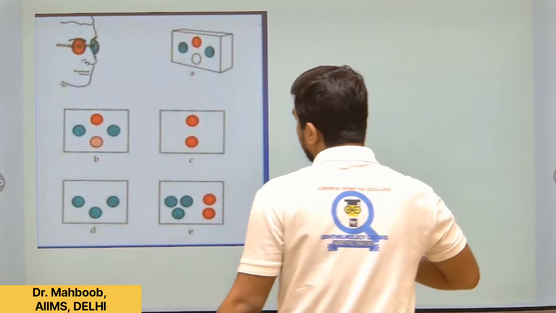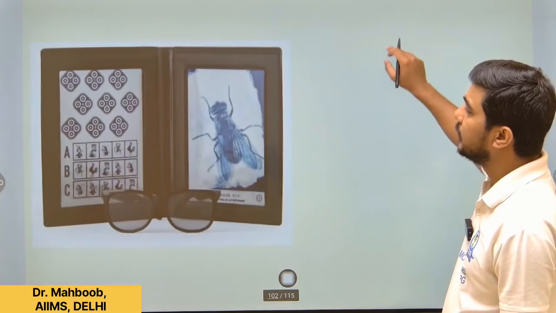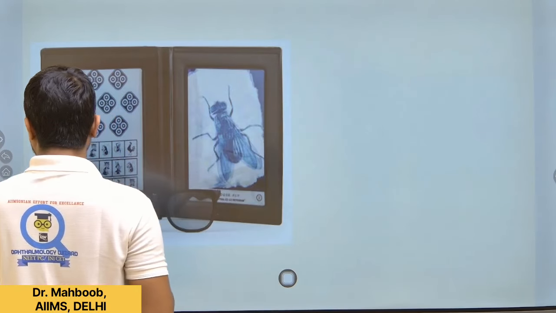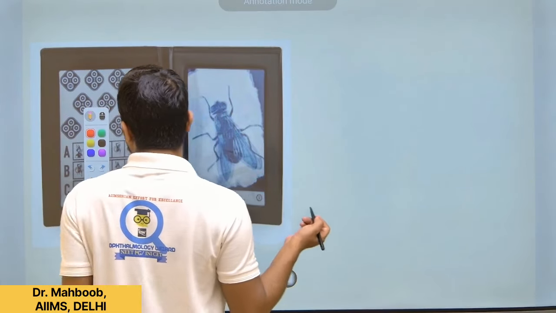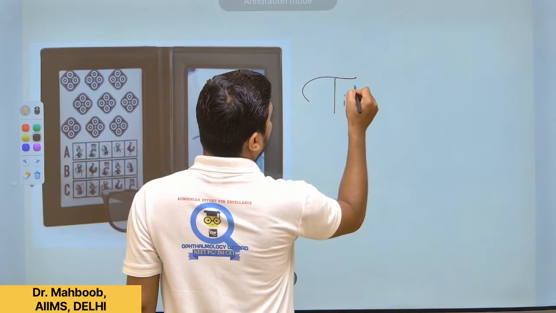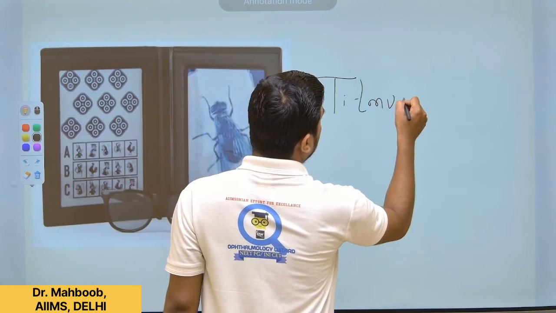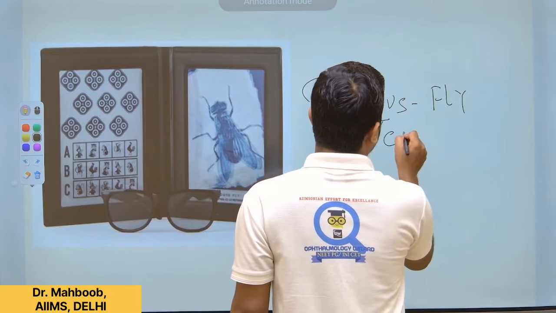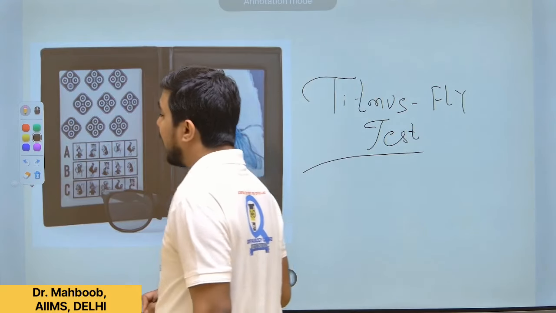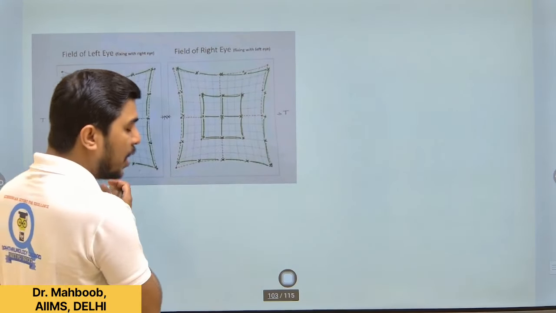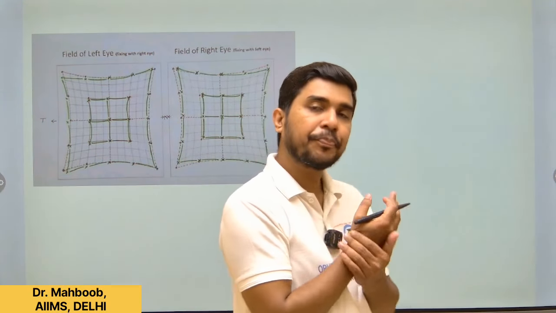Now you see the interpretation. This is a test in the squint evaluation that is called the Titmus fly test. You just remember the name because they have asked only the name. No need to go into the detail. Titmus fly test. Now, only the name. What is the name?